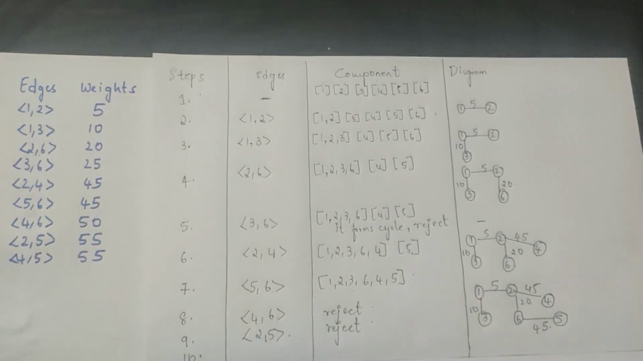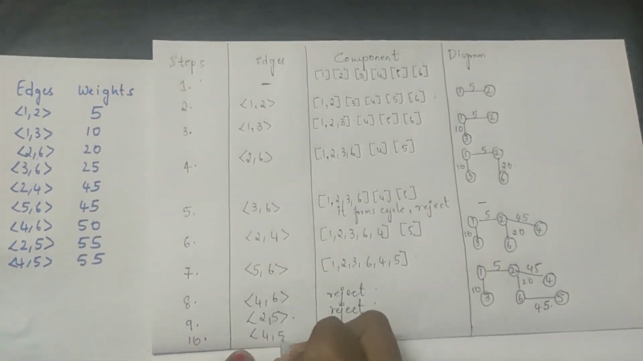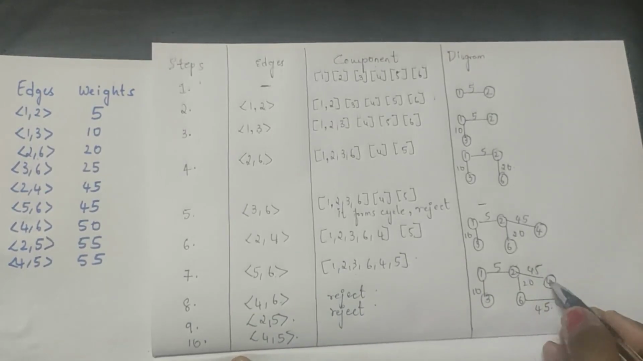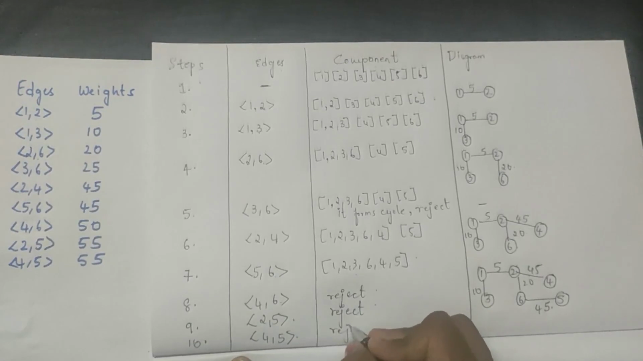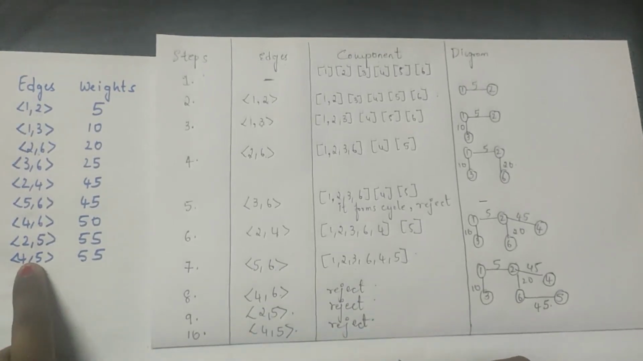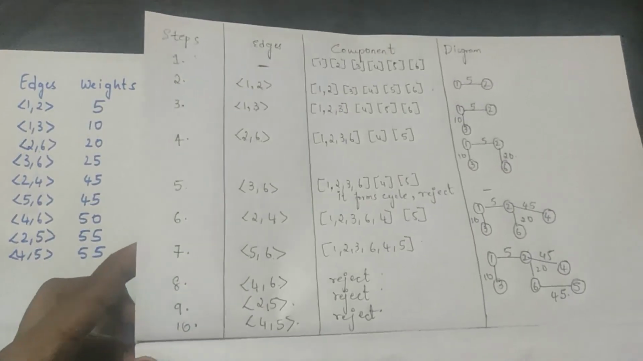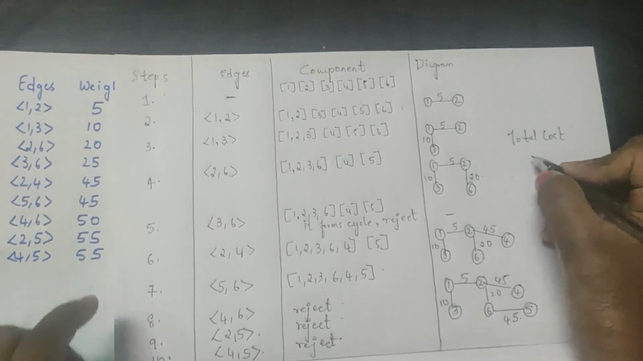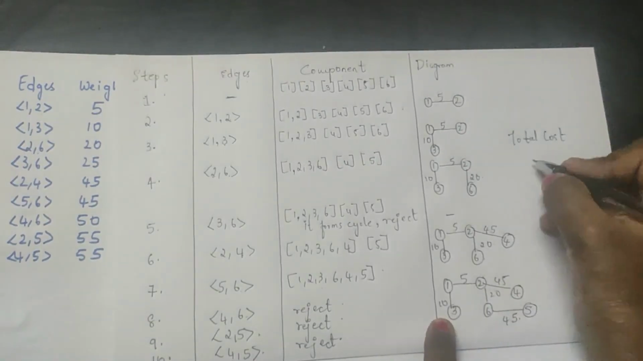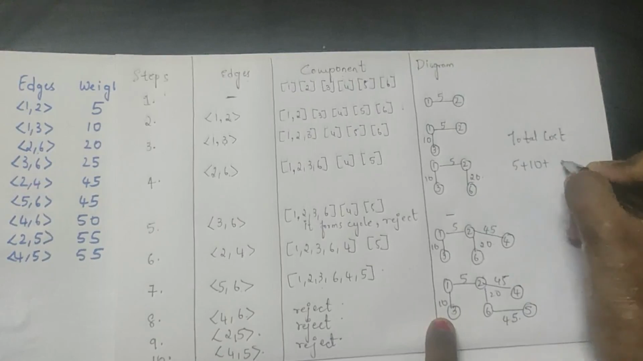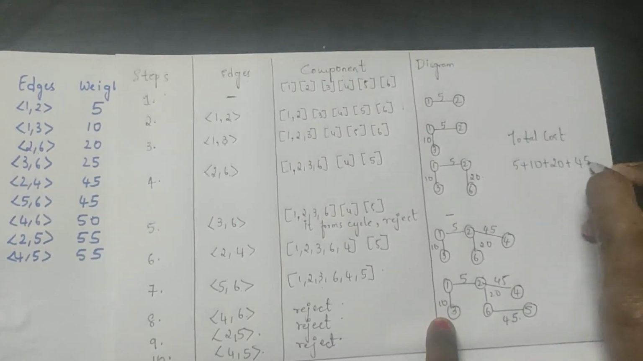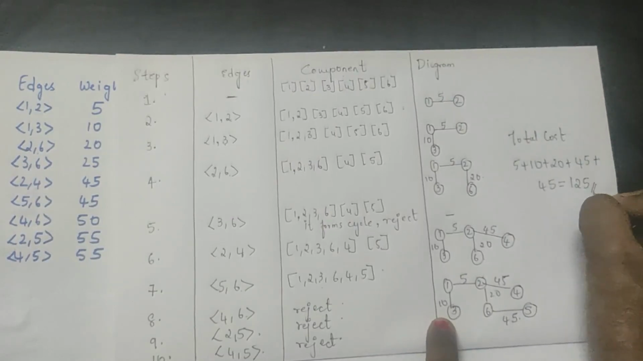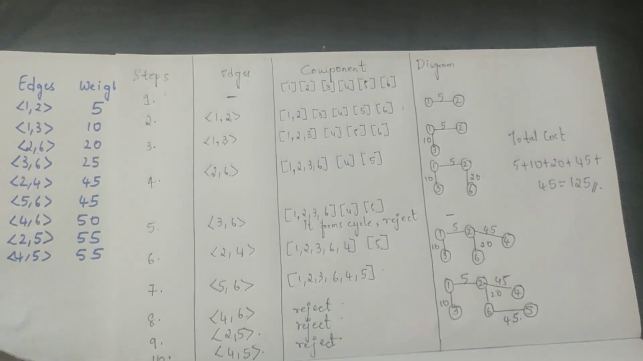Now step 10, that is 4, 5. You will also reject this, because if you draw from 4 to 5, it again forms a cycle. So again reject. So now we are done with all the edges. So now I need to find out the total cost. Now all of these values will be my total cost. So 5 plus 10 plus 20 plus 45 plus 45, which is all equal to 125. So this is how you solve Kruskal's algorithm.